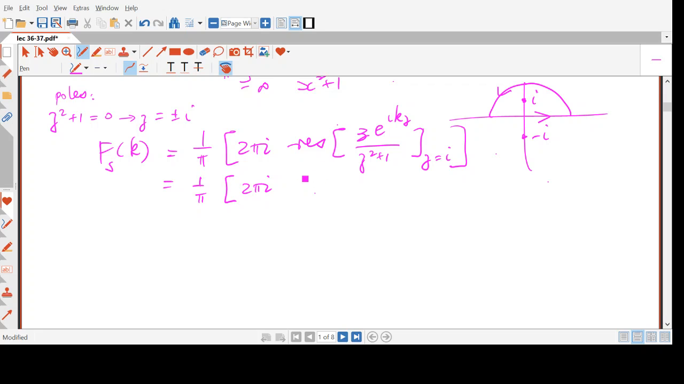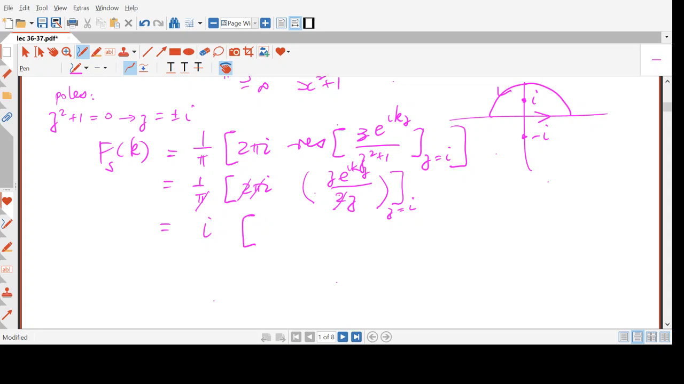To work out the residue here, we can apply the idea of taking the numerator as it is, e to the ikz, dividing it by the derivative of the denominator, which is 2z. And then we substitute z equals i. Of course, we can cancel that, so that's 2i. We can cancel the 2 as well, so it's just i.